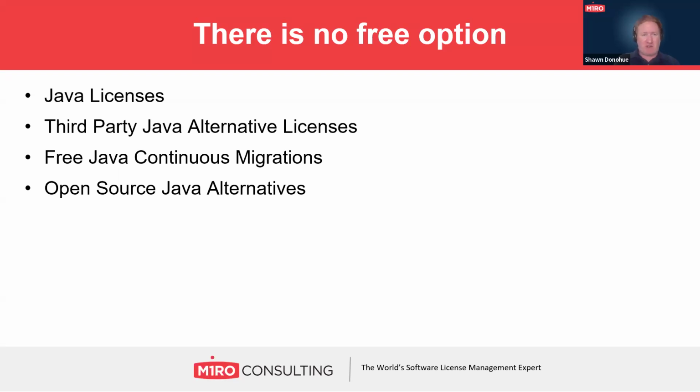So you're either paying for the Java licenses, or you're paying for a third-party Java alternative license, and I'm going to show you a whole bunch of those in a minute. If you migrate to a free version, you end up in what we call the continuous Java migration. By the time you're done migrating to one free version of Java, it's about to be a paid version anyway. So if you try to do free versions of Java, you will be in a continuous migration cycle, constantly moving from one free version to the next. For a lot of organizations, that really doesn't do them any good. It's what they were looking to avoid.